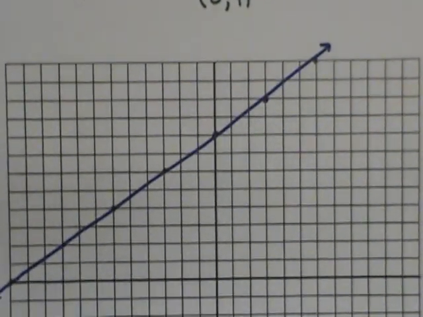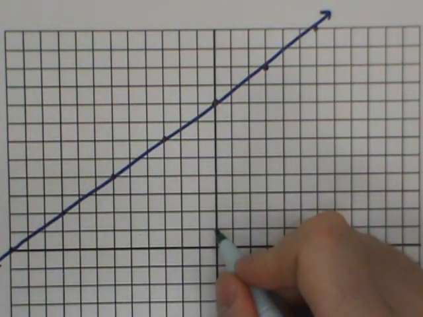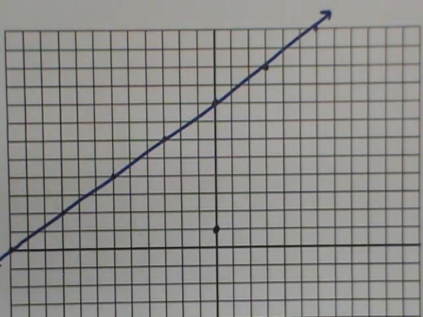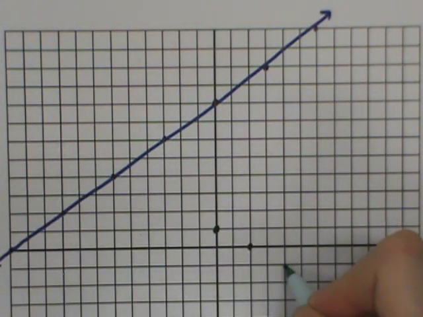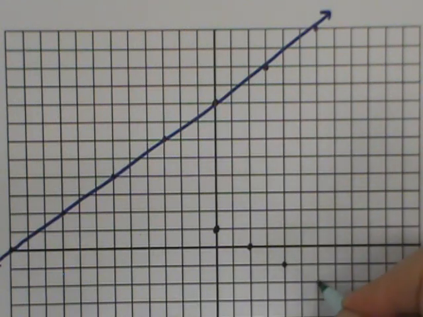Again, I go to my graph. It tells me to start at 0, 1. That was the starting point. And I follow my slope. Down 1, right 2, down 1, right 2, down 1, right 2.